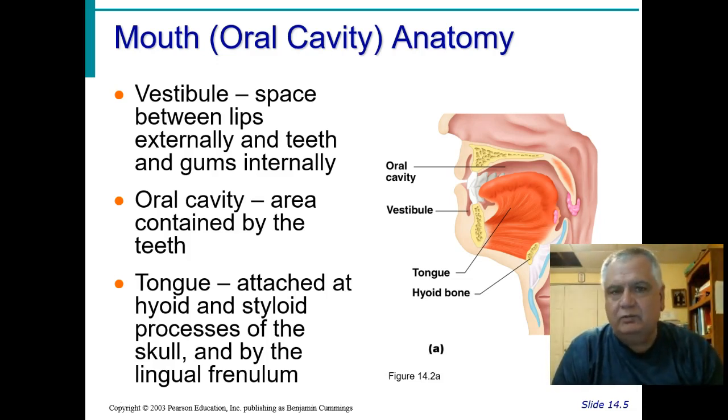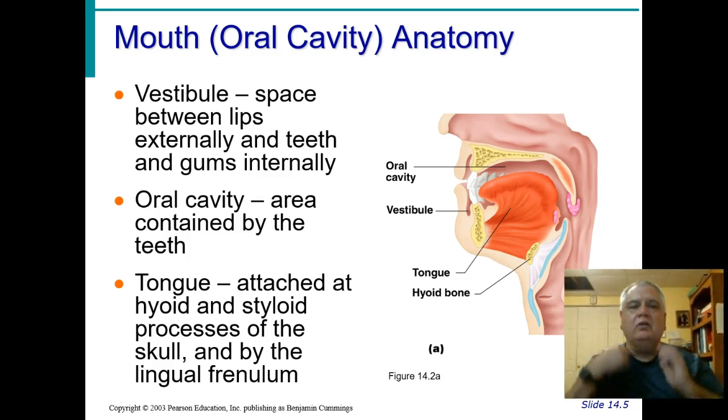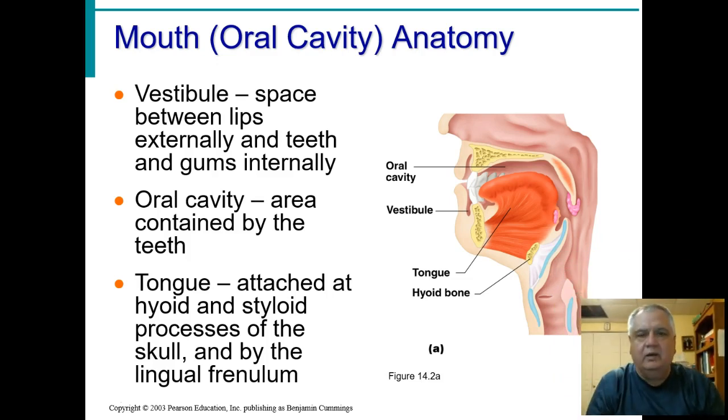And you may recall from A&P 1 where you had to learn the structures of the skull and these little bony projections back here. The styloid processes will look like little pen or pencil points. You might wonder why you need to learn those. Well, now we know that the tongue is actually attached to those styloid processes along with the hyoid bone.